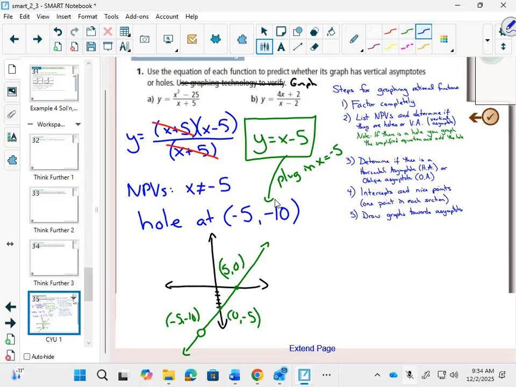Now that's part of it. You're going to do it for all rational graphs, but you're going to try to do that for all of your graphs whenever you're graphing. Can I easily label my x-intercepts? Then I should label them. Can I easily label my y-intercepts? Then I should label them.